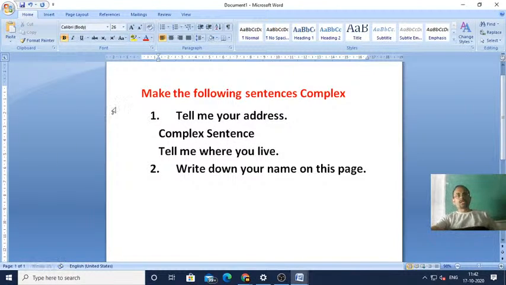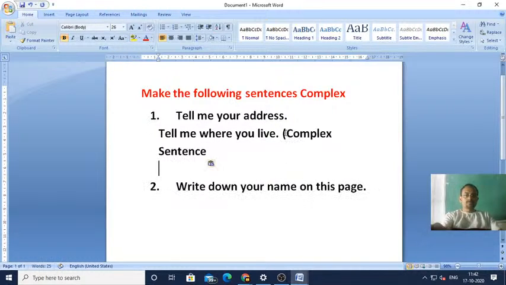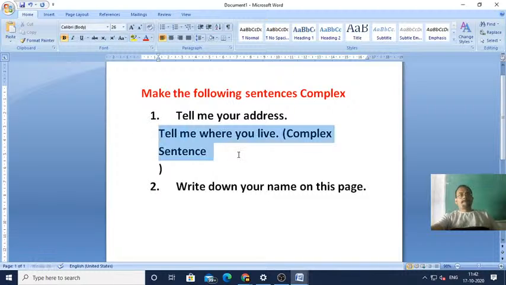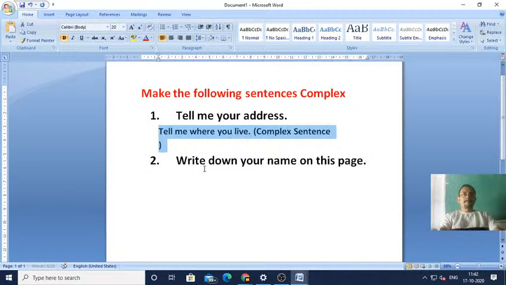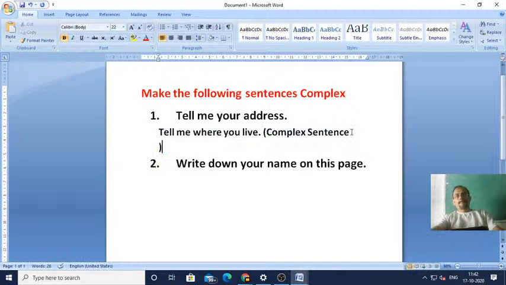Okay, complex sentence, dear students. Write down your name on this page. How will you make it complex? There must be one main clause and one subordinate clause. So how will you expand this to a complex sentence? Write down your name on this page.